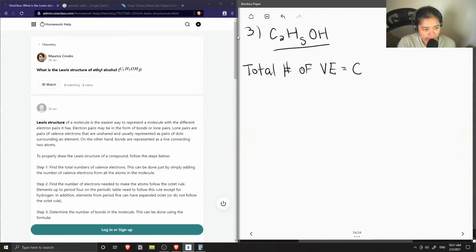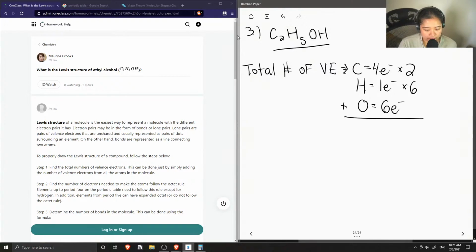So carbon has 4 valence electrons, and we have 2 atoms of carbon, so we multiply this by 2. Hydrogen has 1 valence electron, and in total for this molecule we have 6 hydrogens. And then lastly, oxygen has 6 valence electrons. So adding these values up, we have a total of 20 electrons for this Lewis structure.